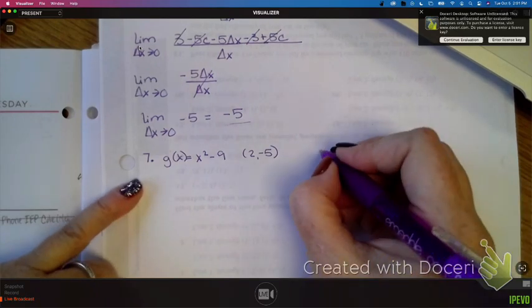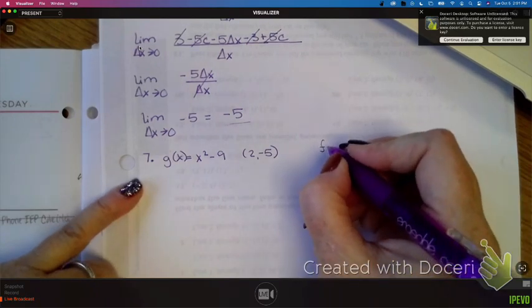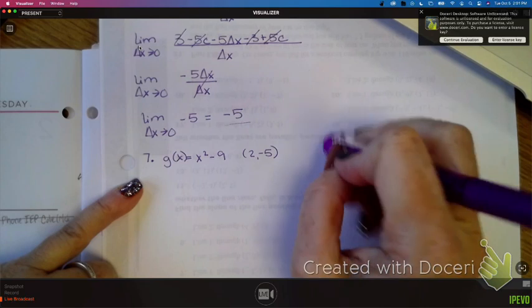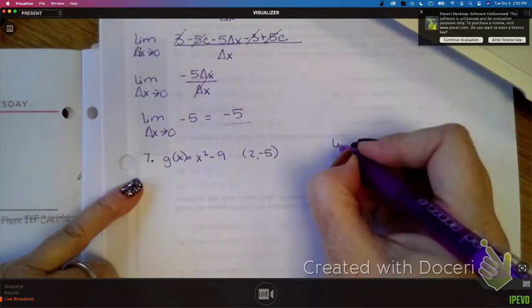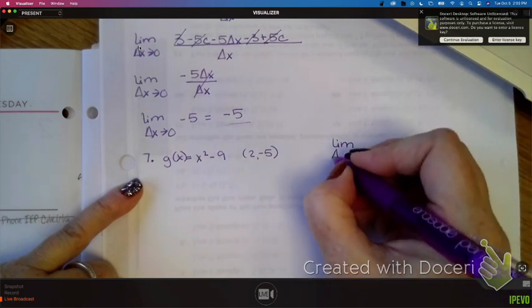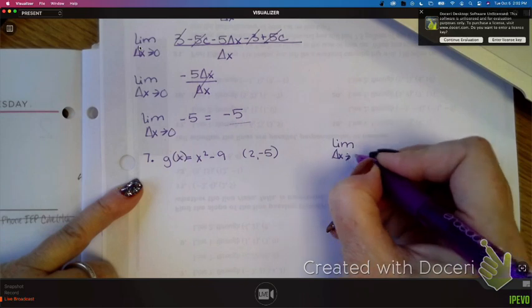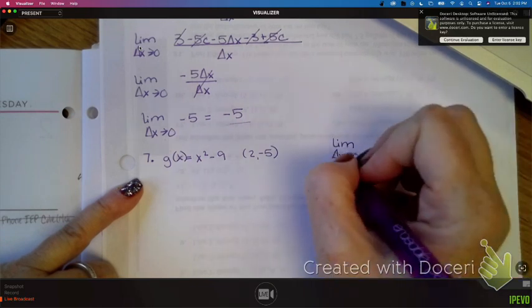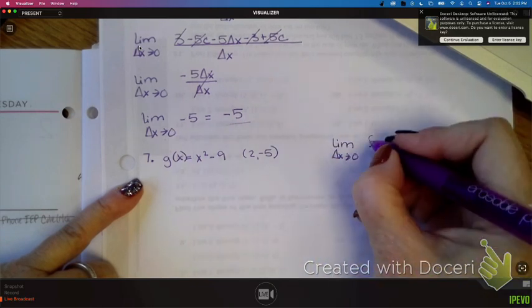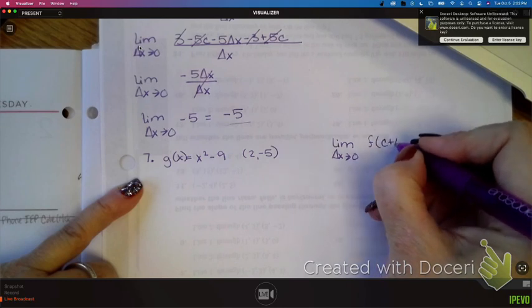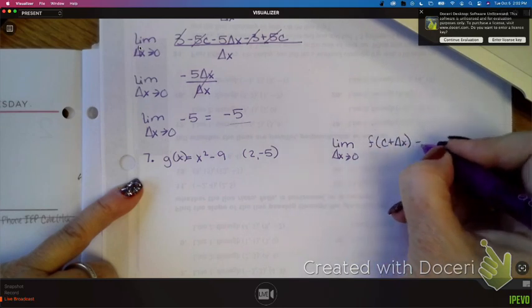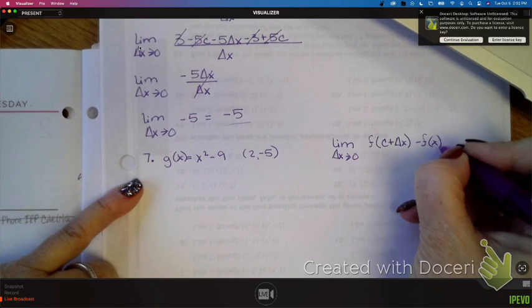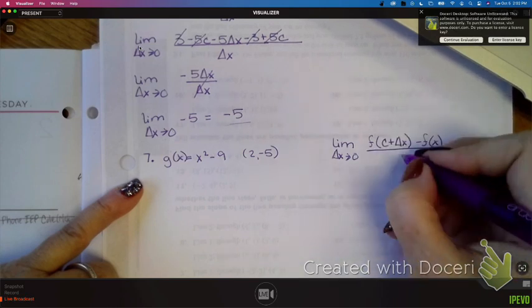So again, we're plugging it into, and you should try to remember this, guys, because I'm not going to give it to you. Okay, so the limit as change of x approaches 0 of f of c plus the change of x minus f of x over change of x.